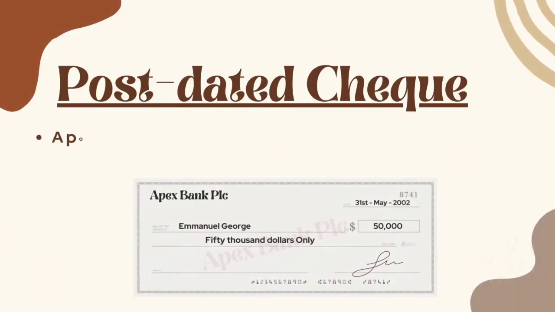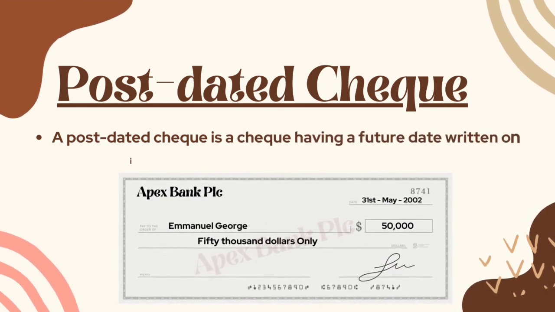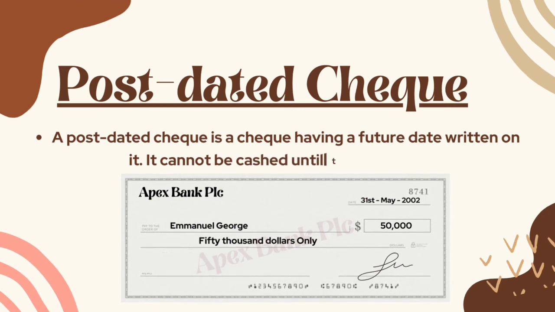All right, so we have the next, which is the post-dated check. A post-dated check is one having a future date written on it. For example, let's say today is 20th of May 2002, then the check date can say 31st May 2002. So you see, the check was signed on the 20th, but the payment will be made at a later date, the future date, which is the 31st. So if you present the check before that date, that check will not be cashed. So that is called a post-dated check.